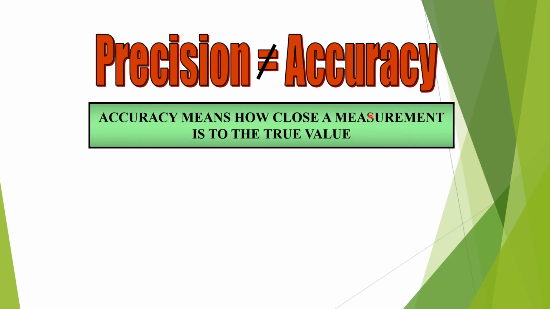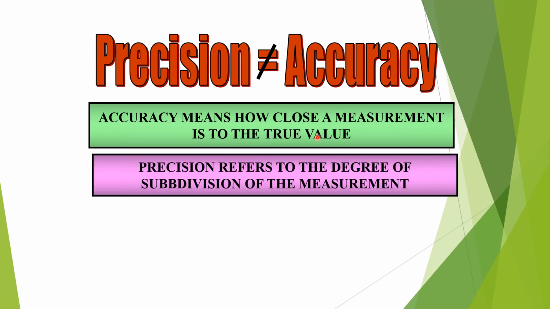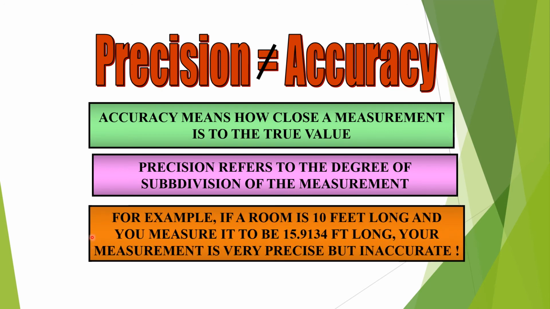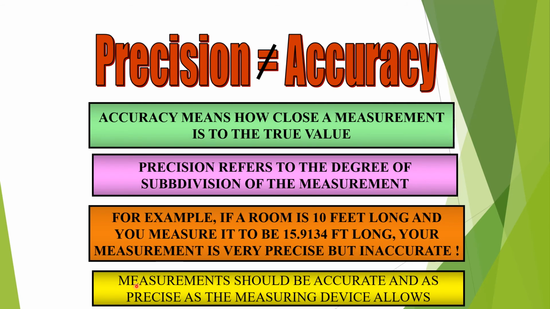Now you understood that precision is not equal to accuracy. Accuracy means how close a measurement is to the true value. Precision refers to the degree of subdivision of the measurement. For example, if a room is 10 feet long and you measure it to be 15.9134 feet long, your measurement is very precise but inaccurate. Measurements should be accurate and as precise as the measuring device allows.